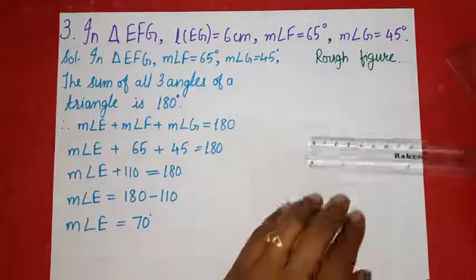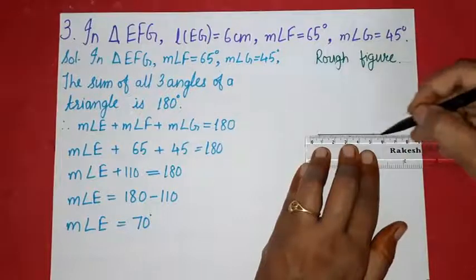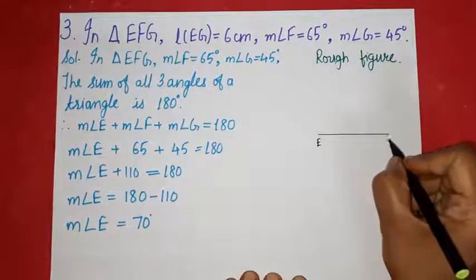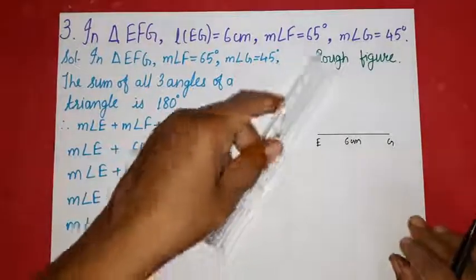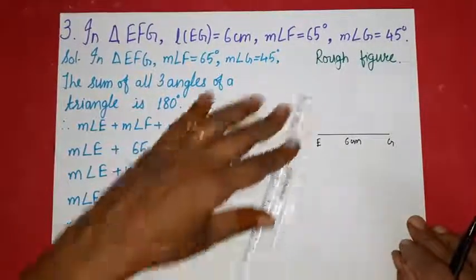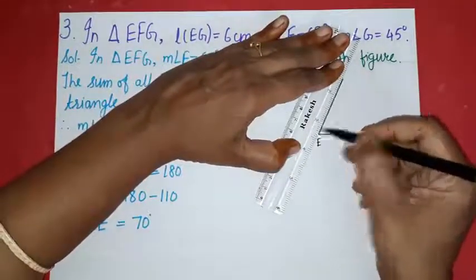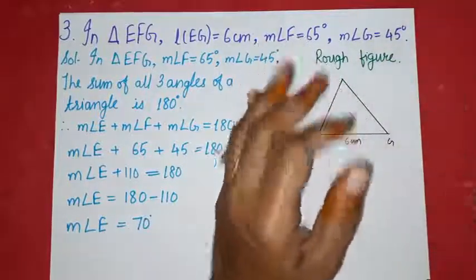Now we will draw the rough diagram. Here we will take segment EG as the base. Here it is 6 cm, so we will write its measure here. Now here angle E is 70 degrees, that is an acute angle, so we will show an acute angle, and this is also an acute angle. So we will show acute angles in the diagram.